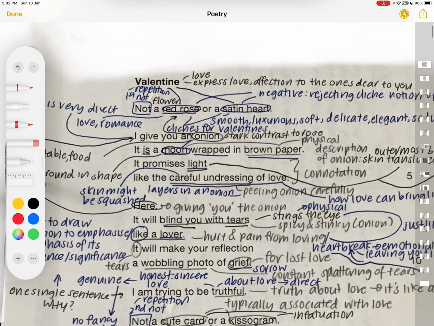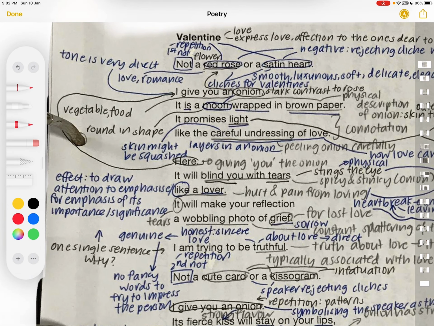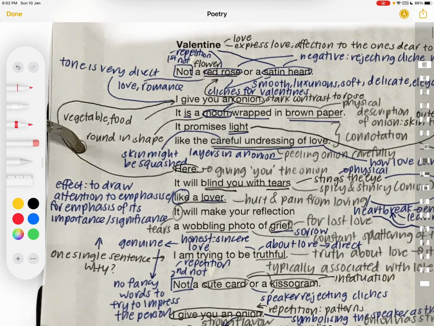Now moving on to the second stanza, "I give you an onion" is the second line of the poem. The onion here is actually a very stark contrast to a rose, because people usually know onions as vegetables and food, and onions typically have a pungent smell to certain people, which is different from a red rose, because roses typically give off a very fragrant smell to most people.